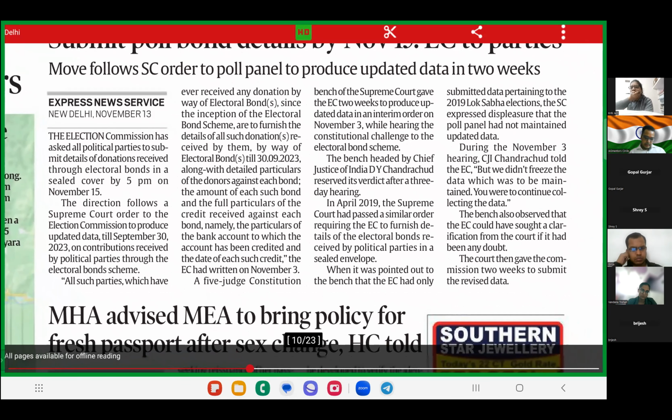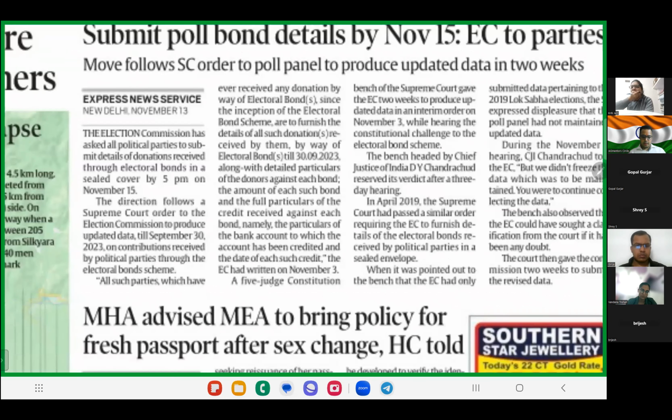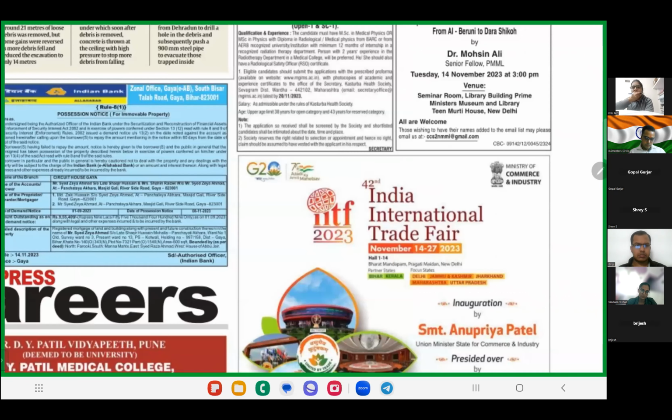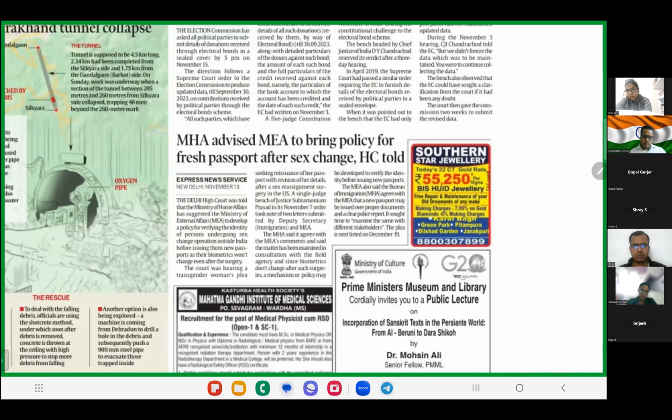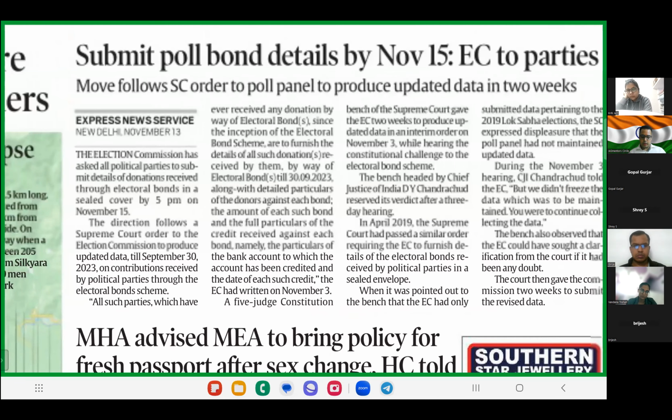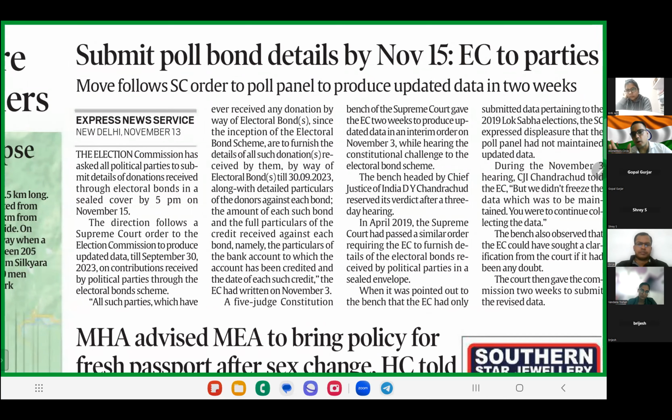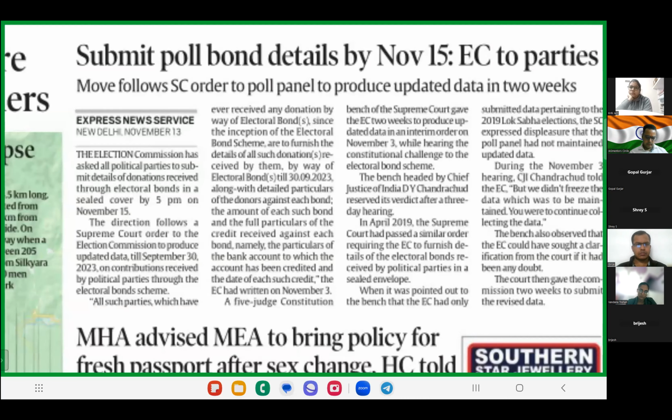Okay, basically the context is a 5 judges bench. Second para. Constitution bench. The Supreme Court gave the EC 2 weeks to produce updated data in an interim order on November 3 while hearing the constitutional challenge to the electoral bond. Basically, the opaqueness in this, the Supreme Court is asking to remove. Okay, got it. So think from that perspective.